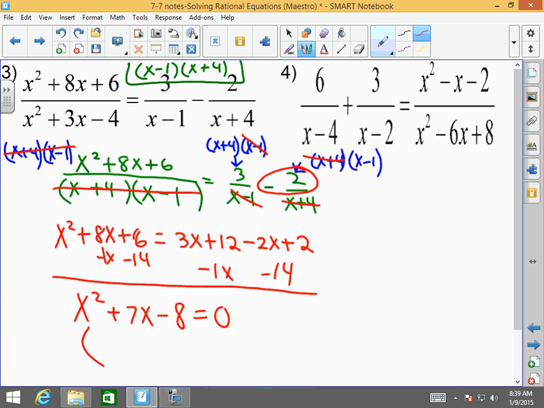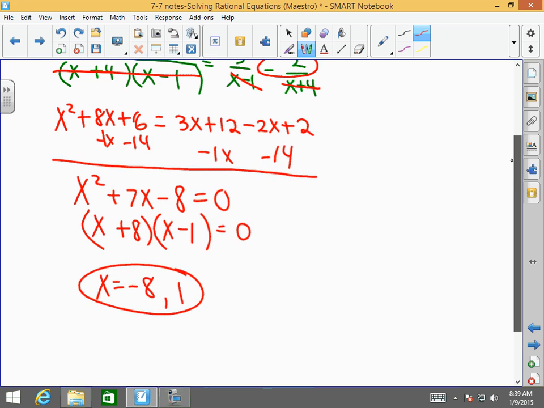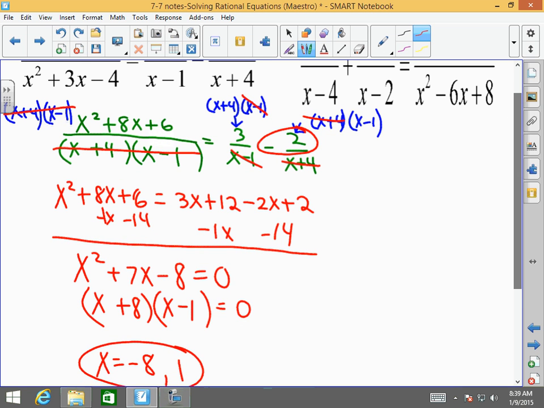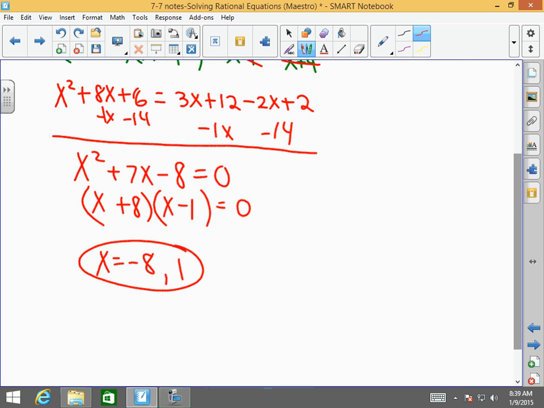Now I'm going to factor. What times what is negative 8, but when added together is positive 7, gentlemen? Excellent. Positive 8 and negative 1. Using my zero product property, what does x equal? Negative 8 and positive 1. Okay. Very good. Now, right off the bat here, guys, when I plug in 1 into this denominator here, doesn't that become undefined? That is my extraneous solution. So x equals negative 8. 1 is really extraneous.